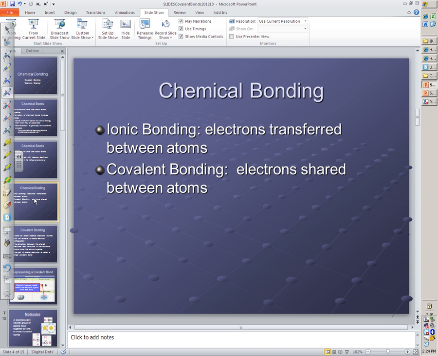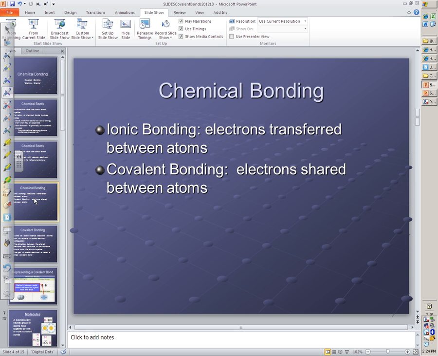Specifically, Maddie, how do electrons transfer in ionic bonding? How do electrons move during ionic bonding? From metals to nonmetals, right? But when we're dealing with covalent bonding, we're dealing with two nonmetals sharing, right?